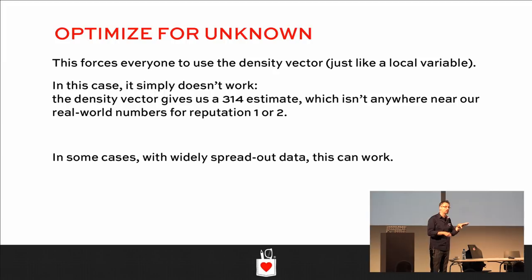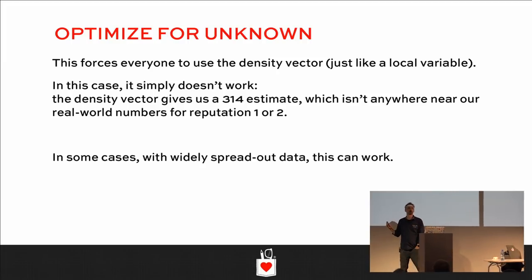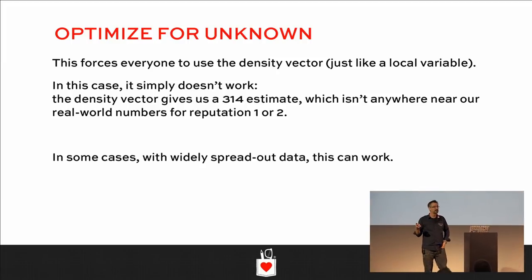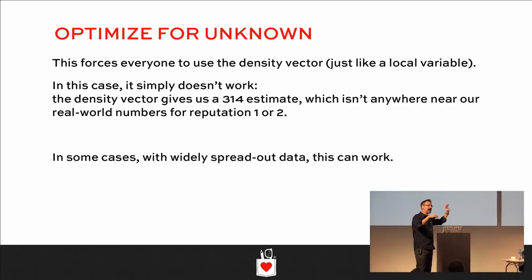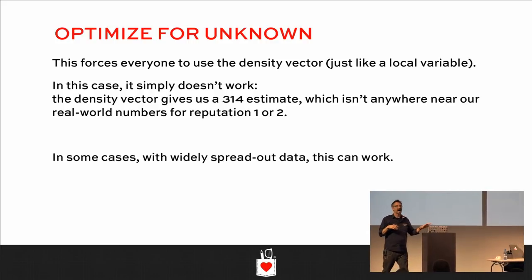Optimize for unknown works really well when your data is evenly distributed. But if your data is evenly distributed, you don't have a parameter sniffing problem. All of the parameters would give you the same plan. So we jokingly call this optimize for mediocre, because it gives you a plan that's predictable, it just may not be predictably good.